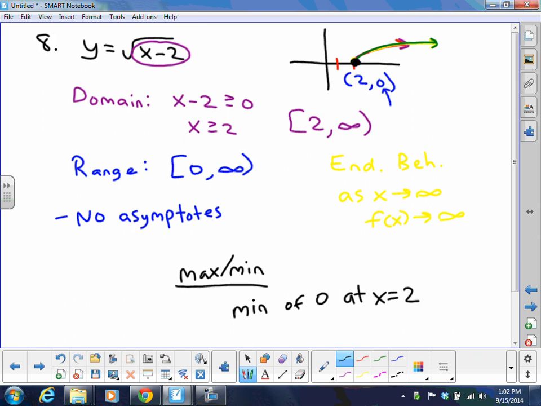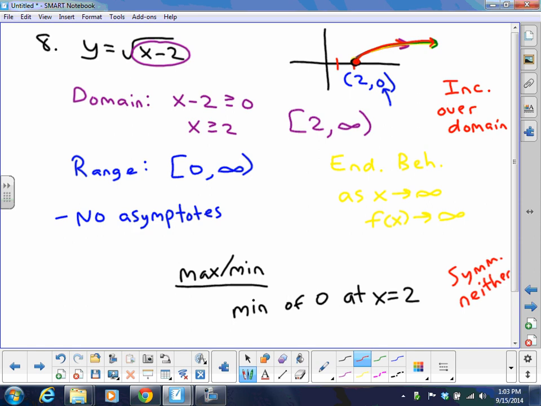Okay, increasing, decreasing. If you look at where it starts, it's always increasing. So you could say it is increasing over the domain. So it's increasing over that whole domain of 2 to infinity. And symmetry, again, this thing doesn't have anything on the other side of the y-axis. You could pull up the table like we did in class. This thing doesn't have even or odd, so it's neither for symmetry. And we'll talk about how to prove it in a couple minutes here.